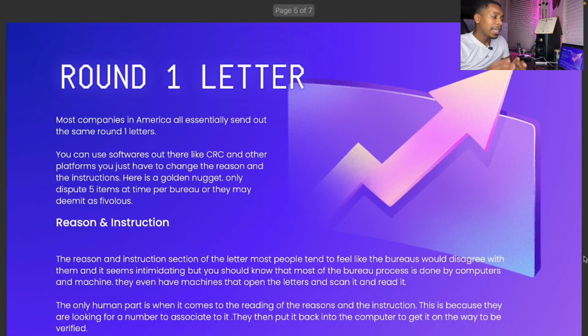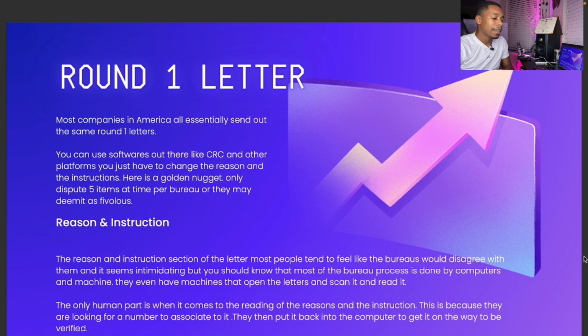So let's get into the round 1 letters. Most companies here in America essentially all send out the same round 1 letters. So there's no actual wrong way to do this. You can use software like CRC, which is Credit Repair Cloud, and other platforms. There are tons of credit repair platforms. You just have to change the reason and the instructions on that first round 1 letter to match your case.